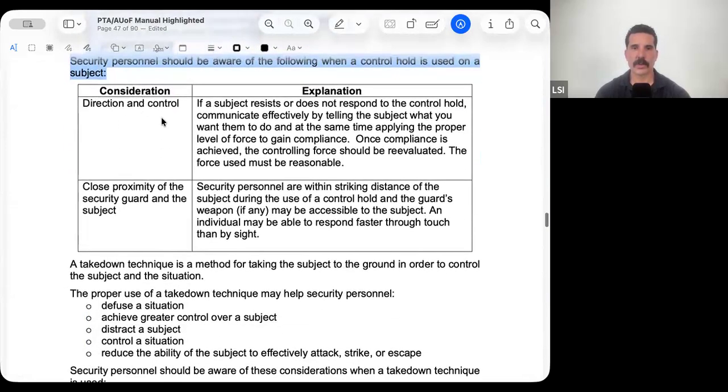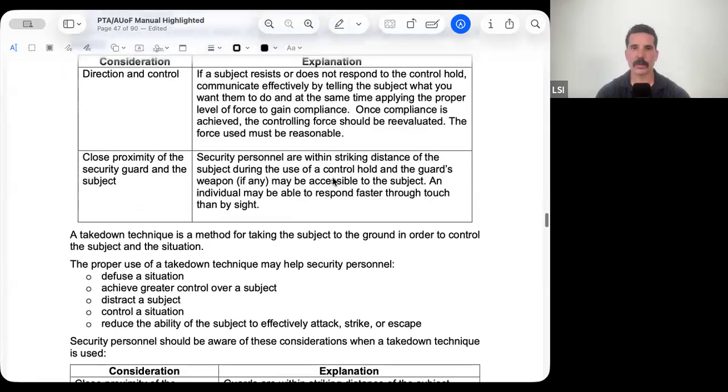And it's got consideration, direction, and control. And the explanation is, if a subject resists or does not respond to the control hold, communicate effectively by telling the subject what you want them to do and at the same time applying the proper level of force to gain compliance. Once compliance is achieved, the controlling force should be reevaluated. The force used must be reasonable.